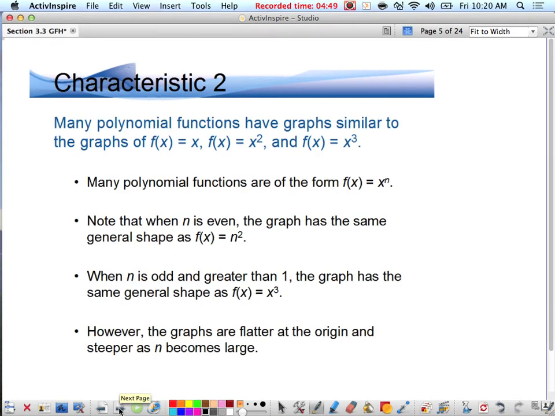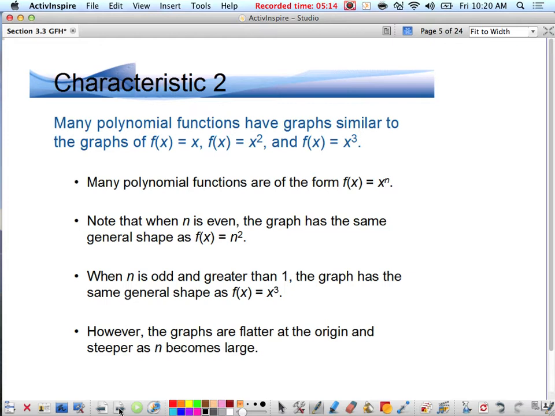The second characteristic is that many polynomial functions have graphs similar to those of lines, parabolas, and cubics. Once you get into the cubics especially, you start to see that they're all kind of similar. It just depends how many turning points they have in them.